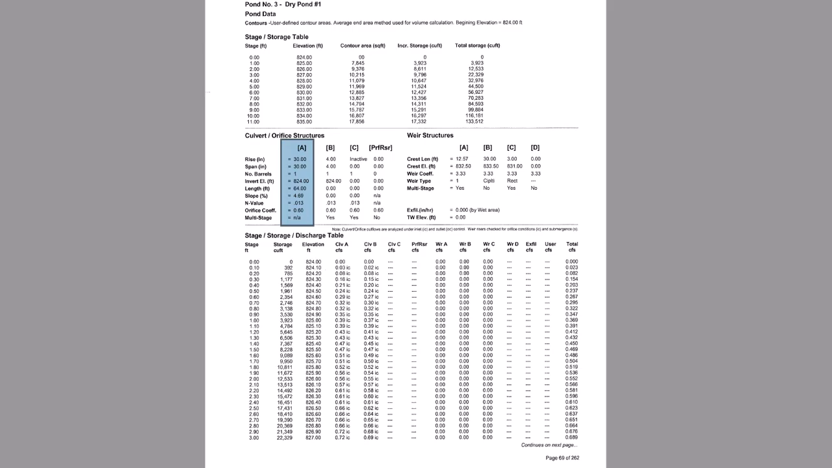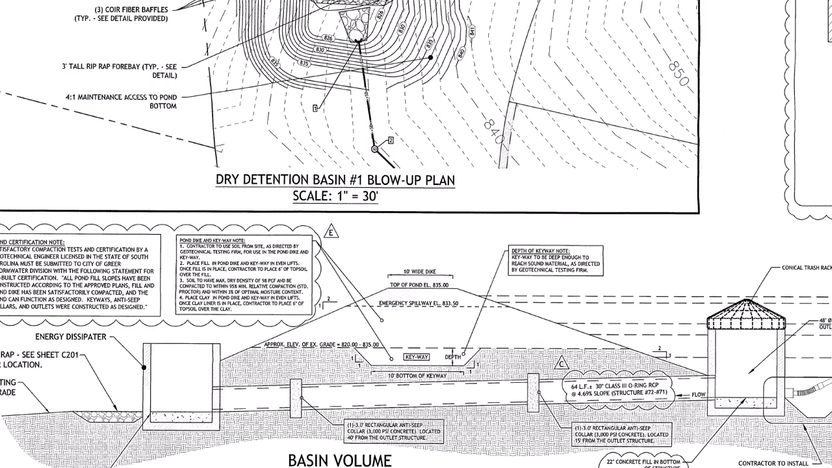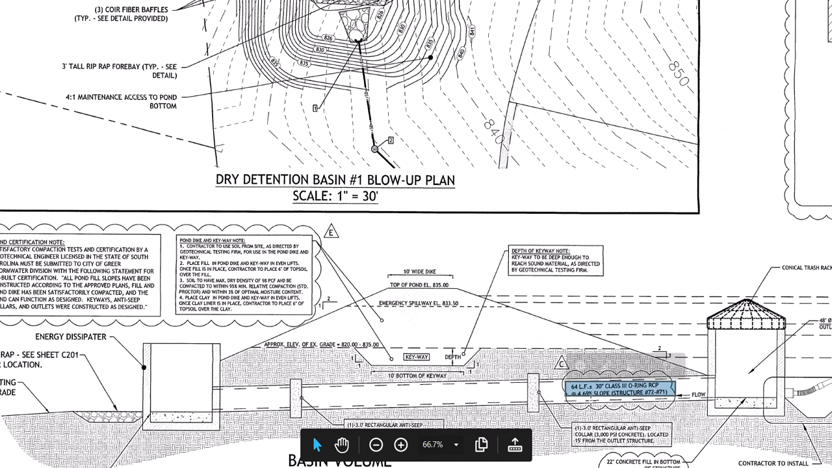Some other things to note from the calculations: it was 64 foot in length at a 4.69% slope. So reviewing the outlet barrel, on the plans it is also shown as 64 feet at a 4.69% slope. So all of the outlet barrel inputs are modeled correctly.